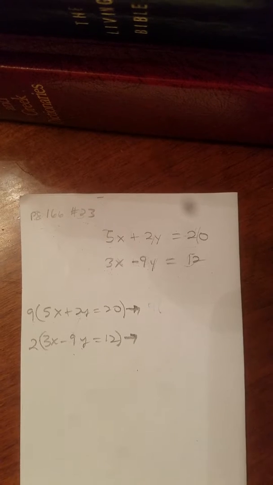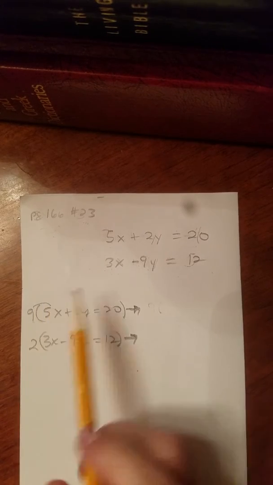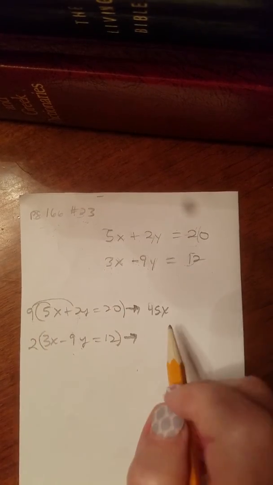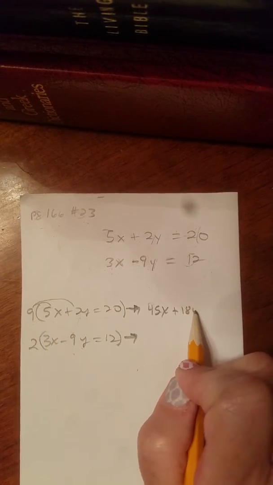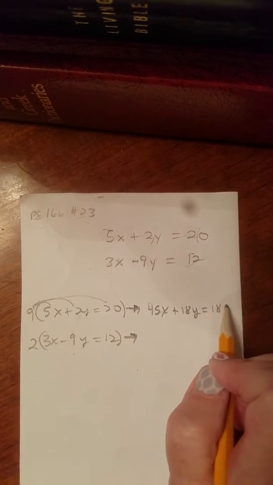By both sides of the equal sign, I'm not changing the value any as far as the scale goes. The scale's still balanced. Remember your multiplication property. I can do this. So 9 times 5 here gives me 45x. 9 times 2 gives me 18y. And 9 times 20 gives me 180.